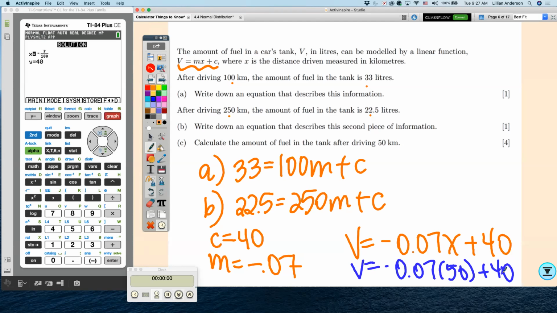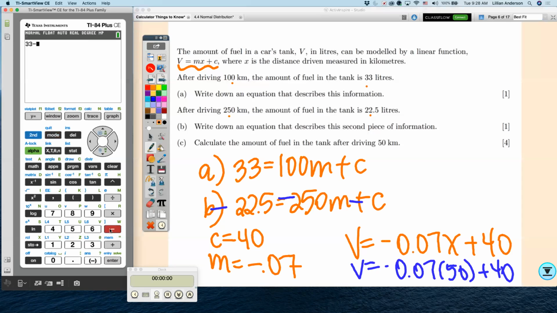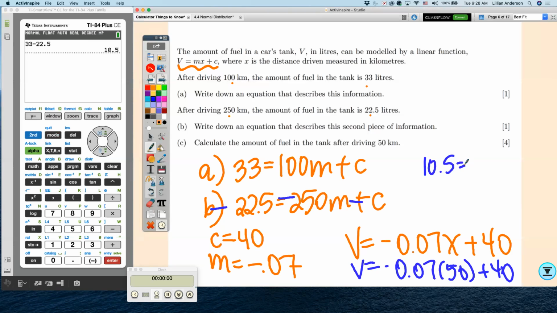But again, this is just another feature. You don't have to use this. You can easily solve this using elimination by multiplying the second equation by a negative and then canceling out. What are you checking here for? I don't know how to do that. Seriously? Yeah, I forgot. Make all these negative. That cancels out your C's. So then 33 minus 22.5. You'll have 10.5 equals -150M. Divide both sides, and you can get M. Plug it in to find C.